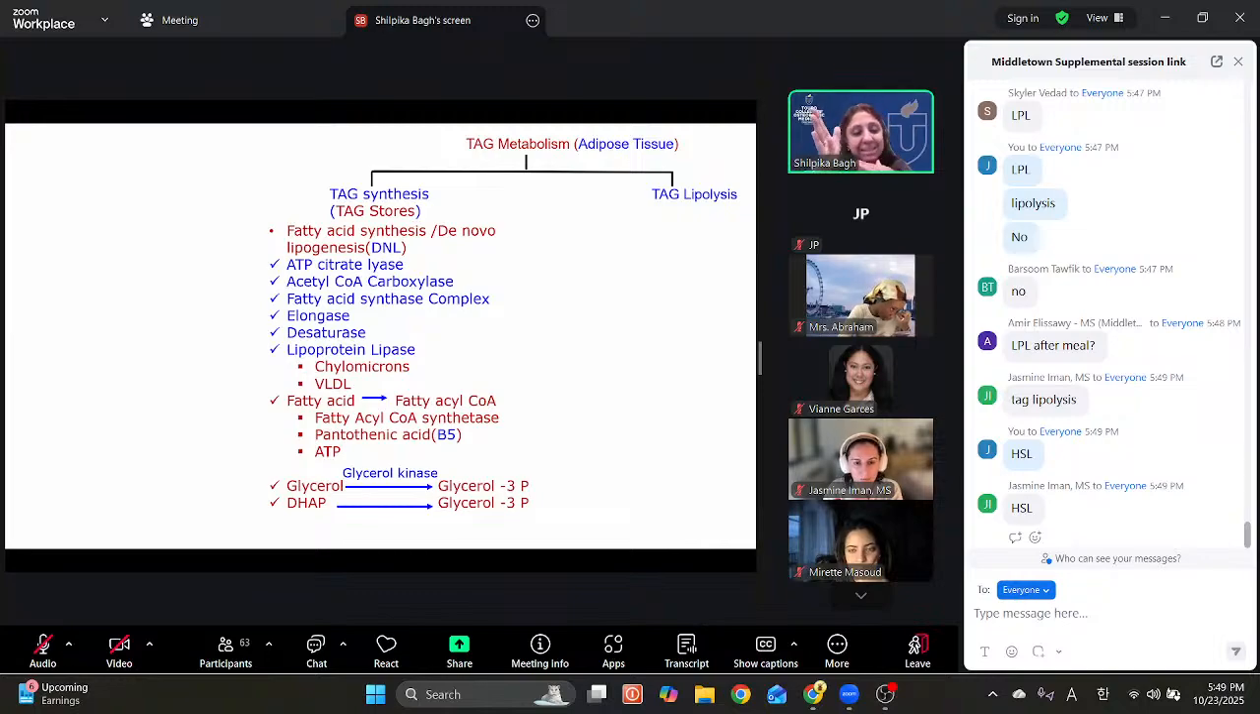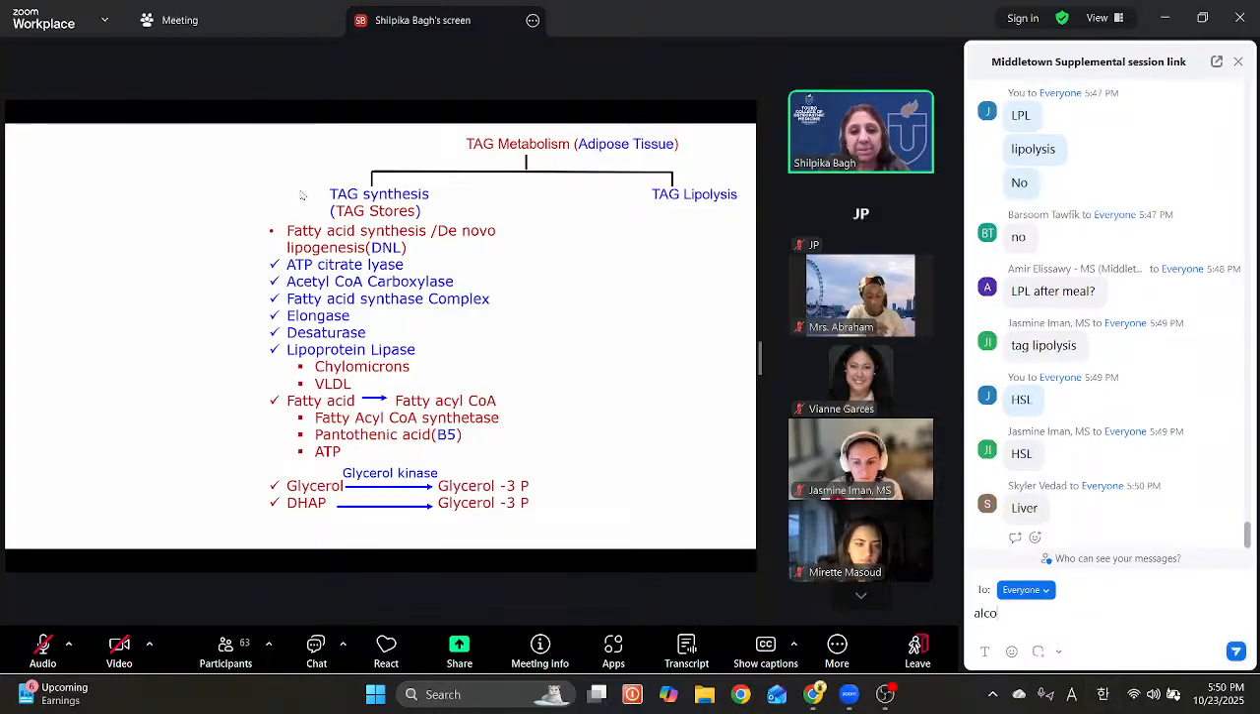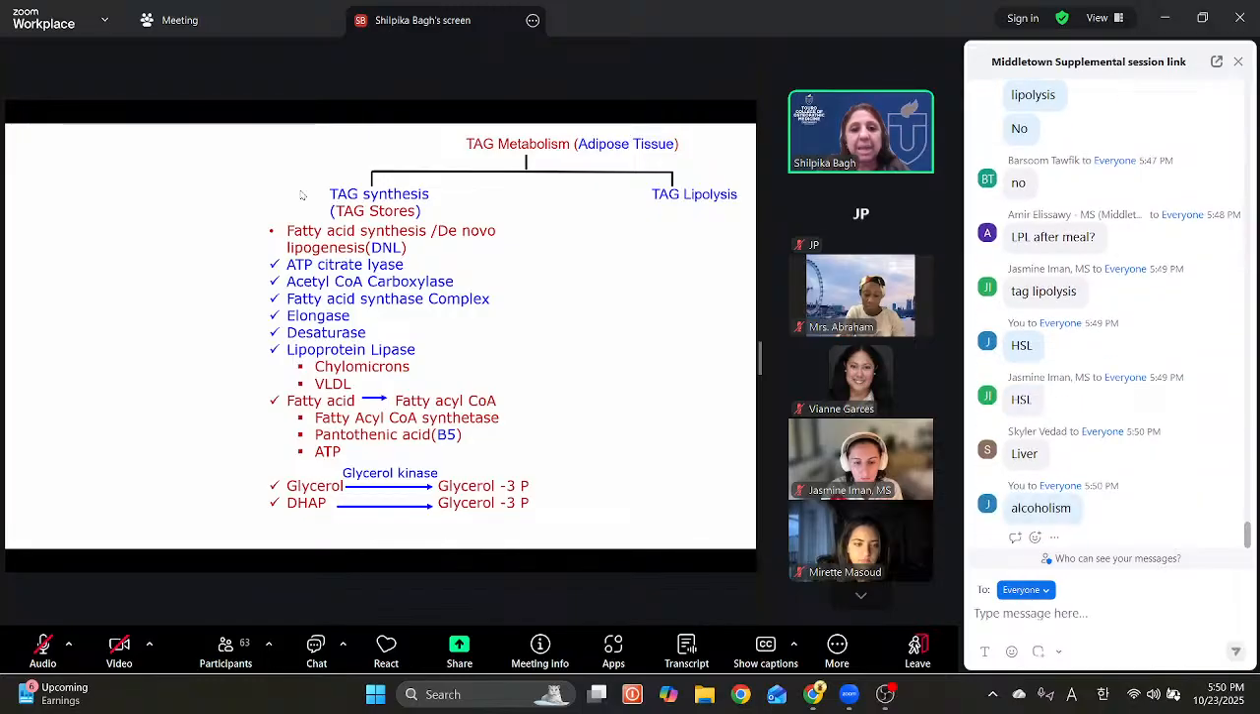Secondly, TAGs in the circulation high is different from high TAGs in the tissue. Where did I say TAGs accumulate in the tissue? Any condition where TAGs accumulate in the tissue and cause fatty liver? Alcoholism. That is different from TAG accumulating in the circulation. Also, that is different from fatty acid accumulating in the circulation. I will tell you why.